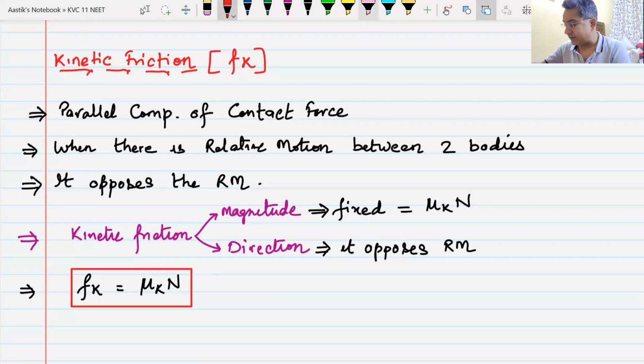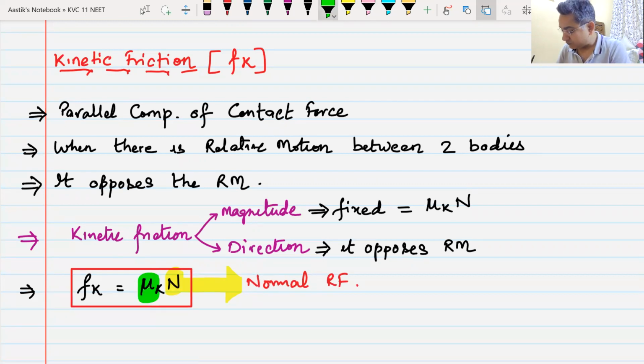What is n here? Anyone? Normal reaction. Very correct, N is the normal reaction force. What about this mu? Mu is a constant.